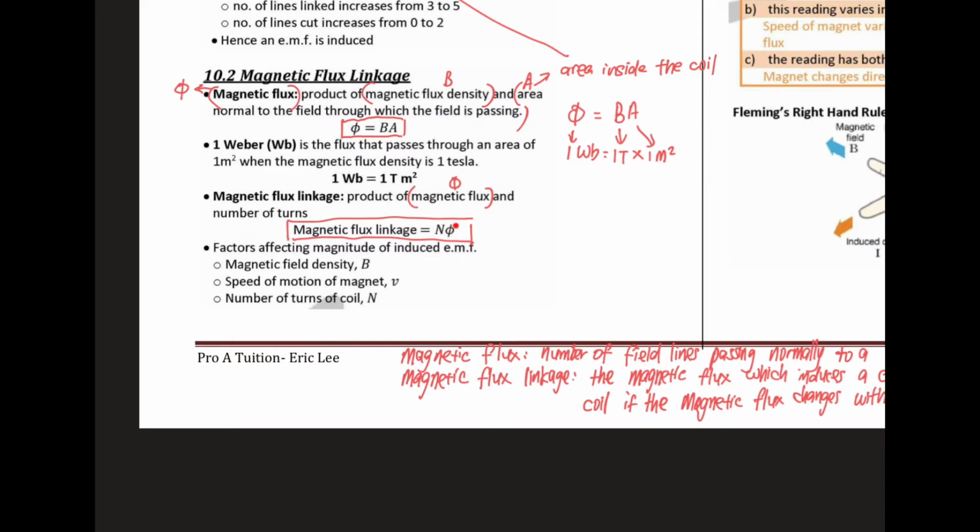So if you put phi with BA, right? It will become NBA then. The formula becomes NBA, which should help you to remember. NBA, the basketball.